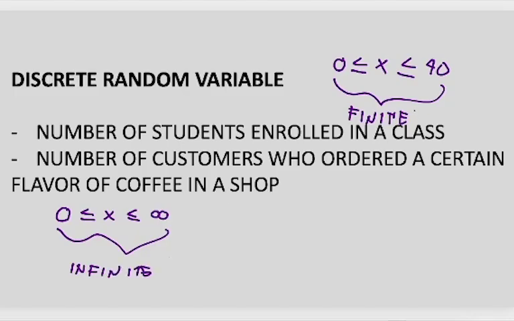Take note that the possible values of our x are whole numbers because we really cannot quantify these variables as decimal values. For example, the number of students could only be 0, 1, 2, 3, and so on, and also with the number of customers.